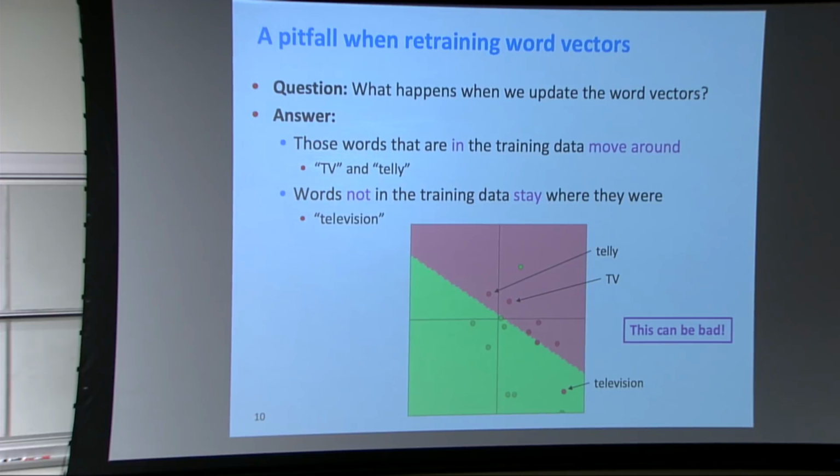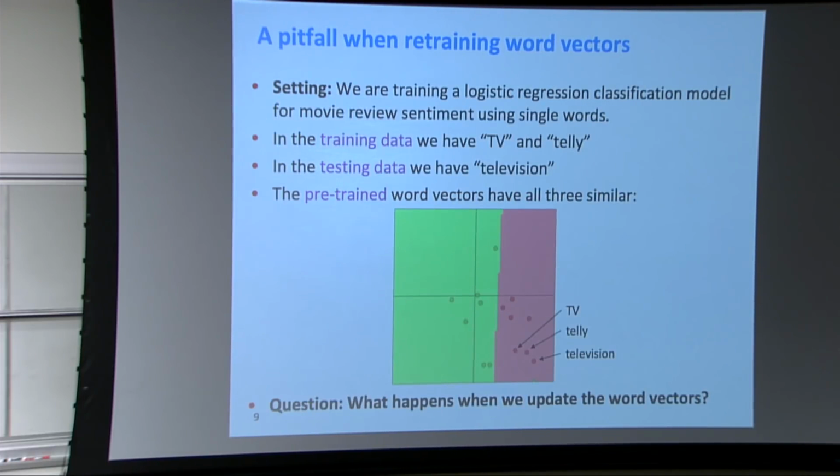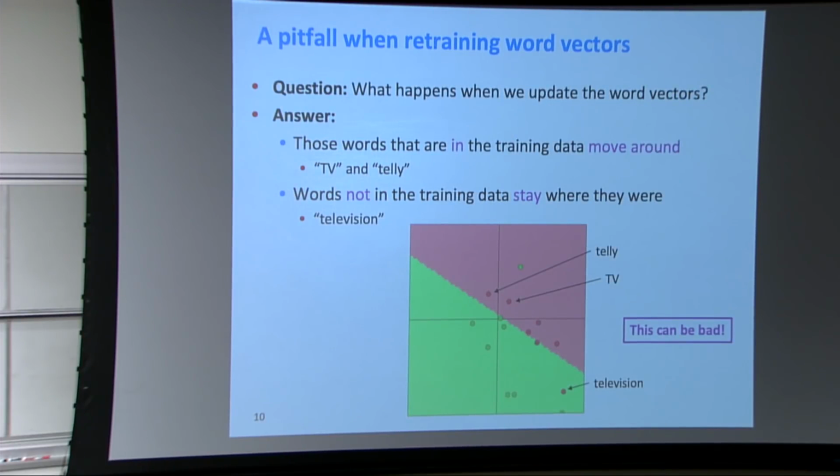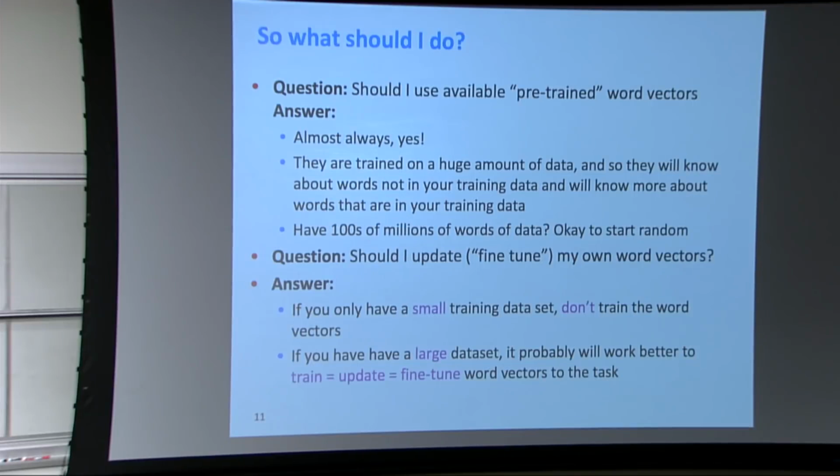Whereas if we hadn't changed the word vectors at all and had just left them where our word embedding learning system put them, then it would have said, television is a word that means about the same as TV or telly, so I should treat it the same in my sentiment classifier, and it would actually do a better job. So it's two-sided whether you gain by training word vectors.